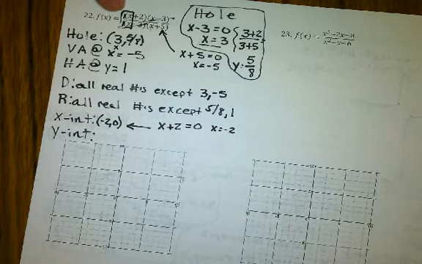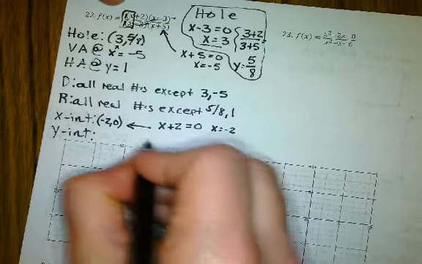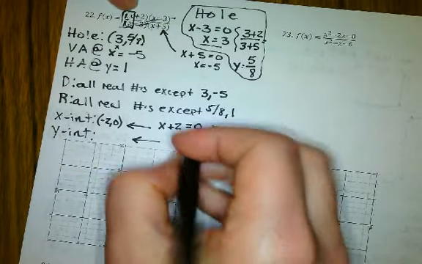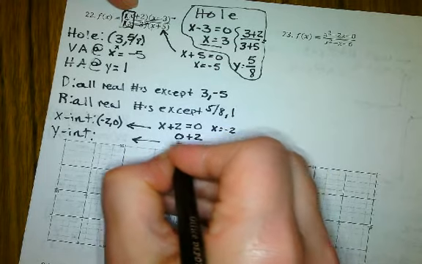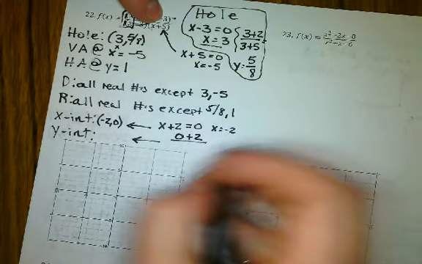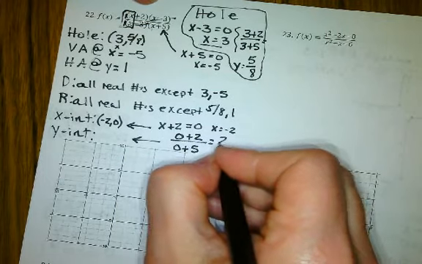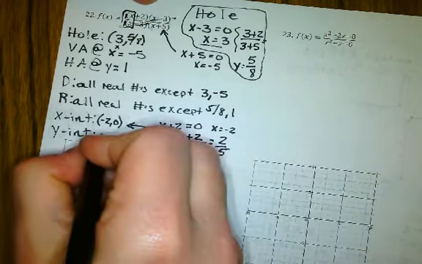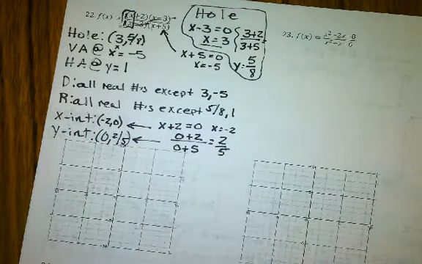And then my y-intercept, remember that's when x equals 0. So what I'm going to do is take what's left. What's left on top is x plus 2, but I'm going to do 0 plus 2, because the y-intercept is when x equals 0. On the bottom, I'm going to do 0 plus 5, and I find it to be 2/5. So the y-intercept here is 0, 2/5.